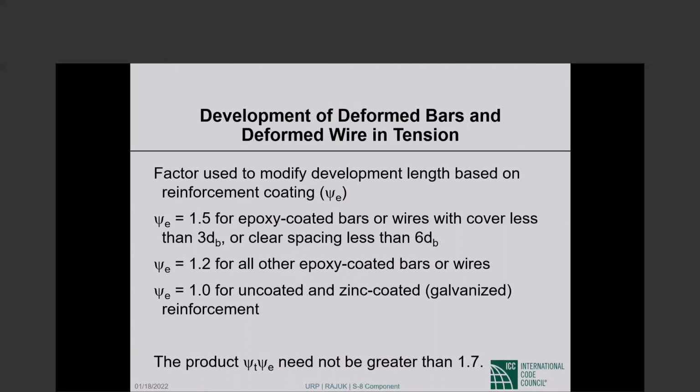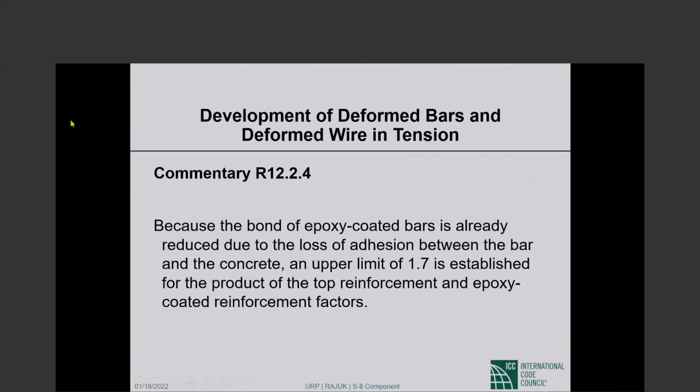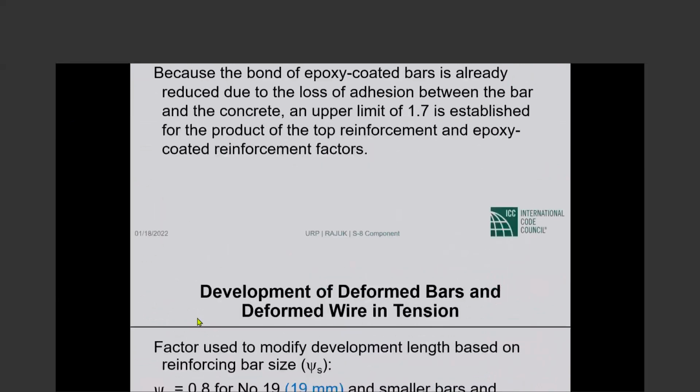Epoxy coating factor used to modify. Okay, so psi sub E is 1.5 for epoxy coated bars with cover less than 3 diameters and clear spacing less than 6 diameters. So thin cover and close spacing, 1.5. 1.2 for all other epoxy coated bars or wires, and then 1.0 for uncoated and zinc coated reinforcement. So you get really penalized for epoxy coated bars that have thin cover and are closely spaced. The product of the top bar factor and the epoxy coating factor has a ceiling of 1.7. You don't need to take it more than 1.7, and it is explained why we put this upper bound of 1.7 on the product of the two.